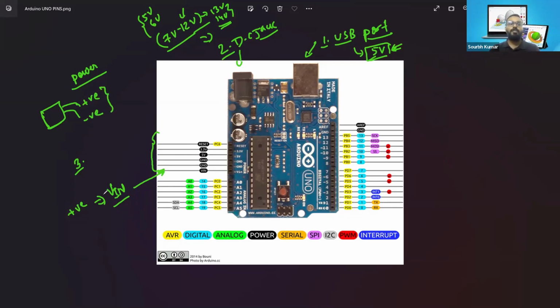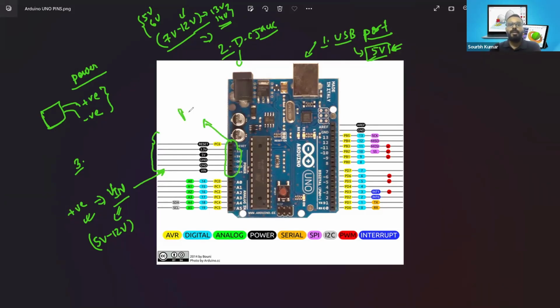So we are referring to the positive ones as the VIN pins, and in the VIN pin itself, we can provide 5 volt to 12 volt to turn our microcontroller or the development board on. So in the Arduino microcontroller, this one is the power section.